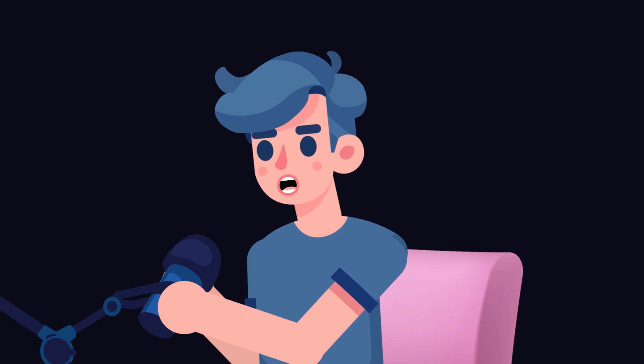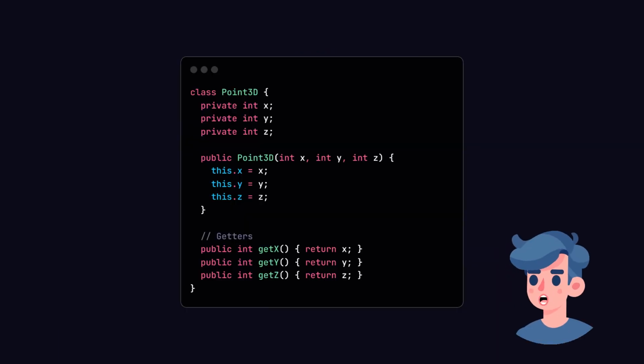Let's start with the basic building blocks of our pathfinding algorithm. First, we need to define a representation for our 3D world. A common approach is to use a grid where each cell can be occupied or free. For this tutorial, we will represent our 3D space as a simple 10 by 10 by 10 grid. Let's start by creating a class that will represent a 3D point in our grid.